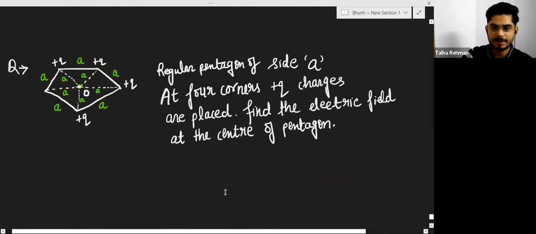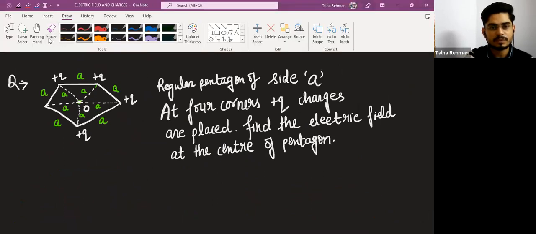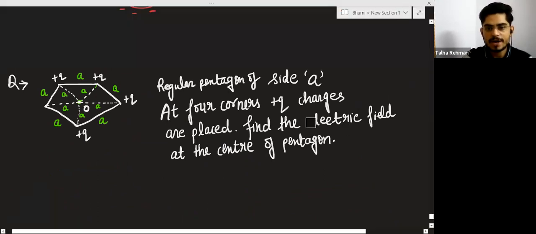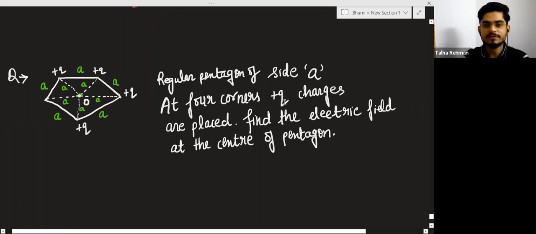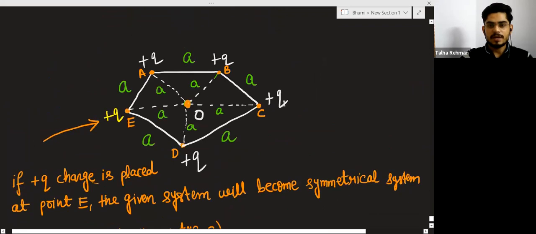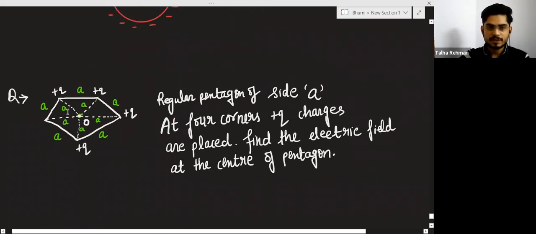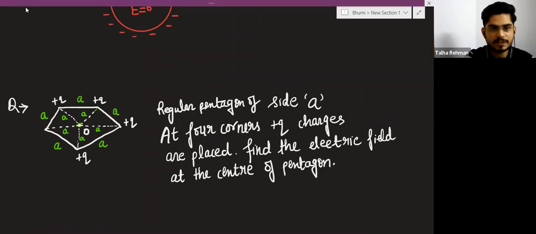Actually, for the answer here, we have to change the question. Find the electric field at the center of the pentagon. Okay, it is fine. We have to find the electric field at the center of the pentagon. Earlier, we had to find the electric field at the center of the pentagon due to these four charges at A, at B, at C, at D.